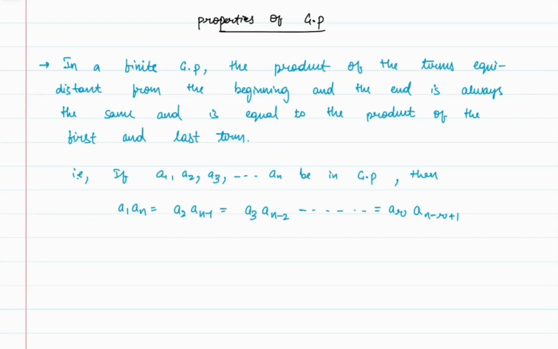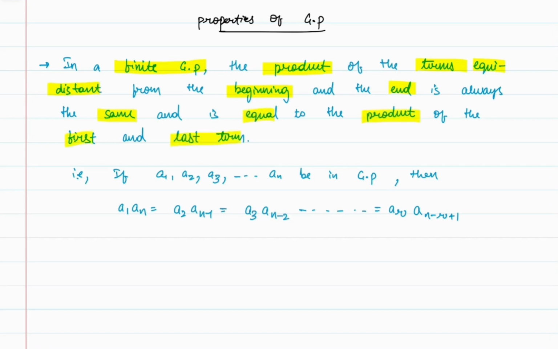Hello students, in the previous video we have seen some of the properties of GP, and in this video we are going to discuss some more properties of GP. So the first one we are going to discuss is when we take a finite GP, the product of the terms equidistant from the beginning and the end is always the same, and that will be equal to the product of the first and last term.